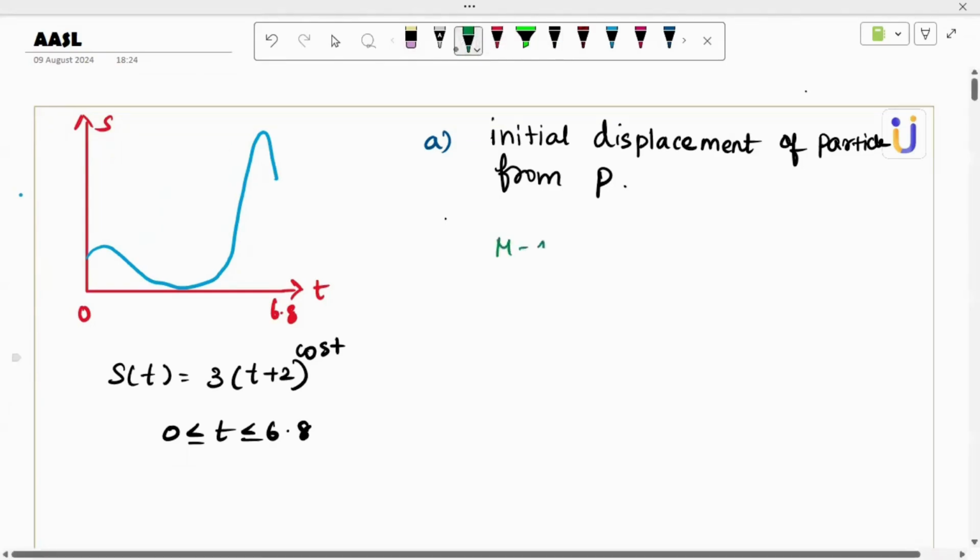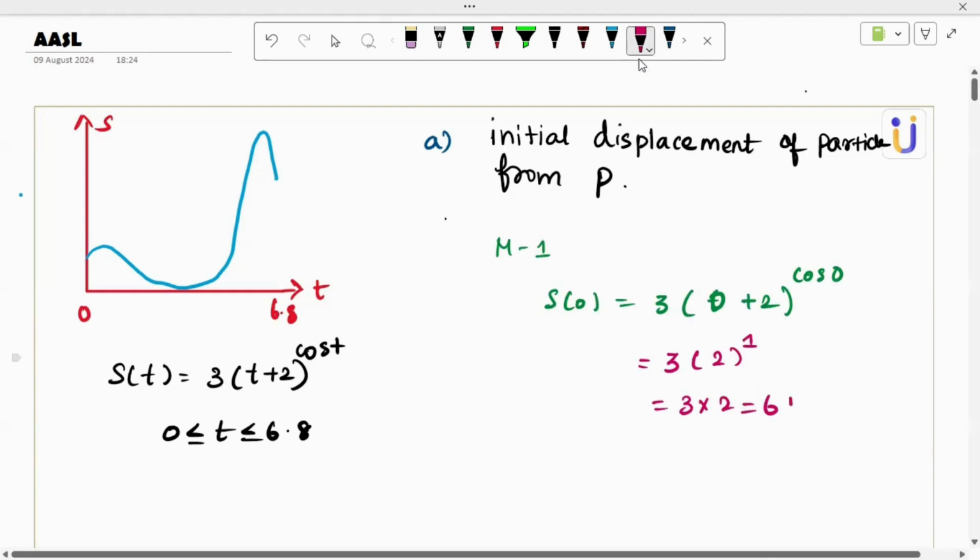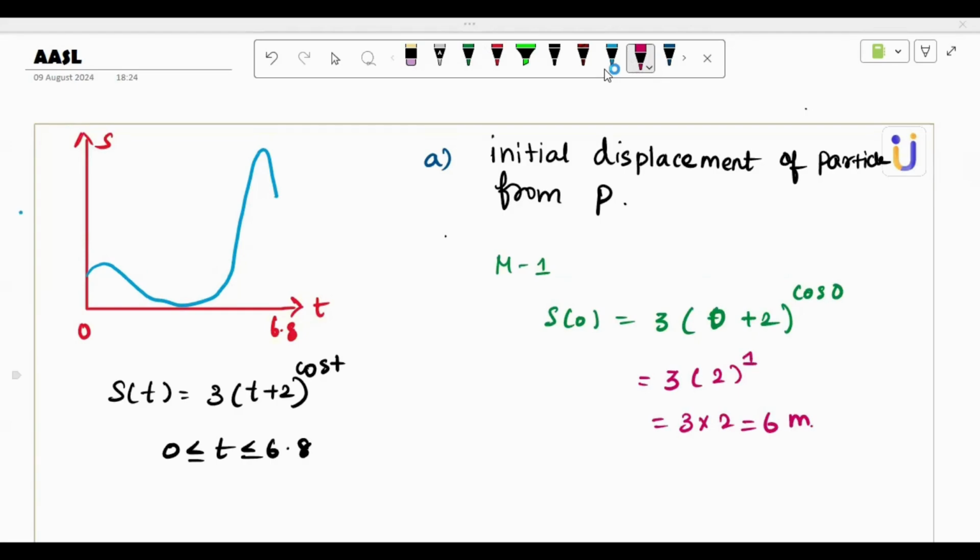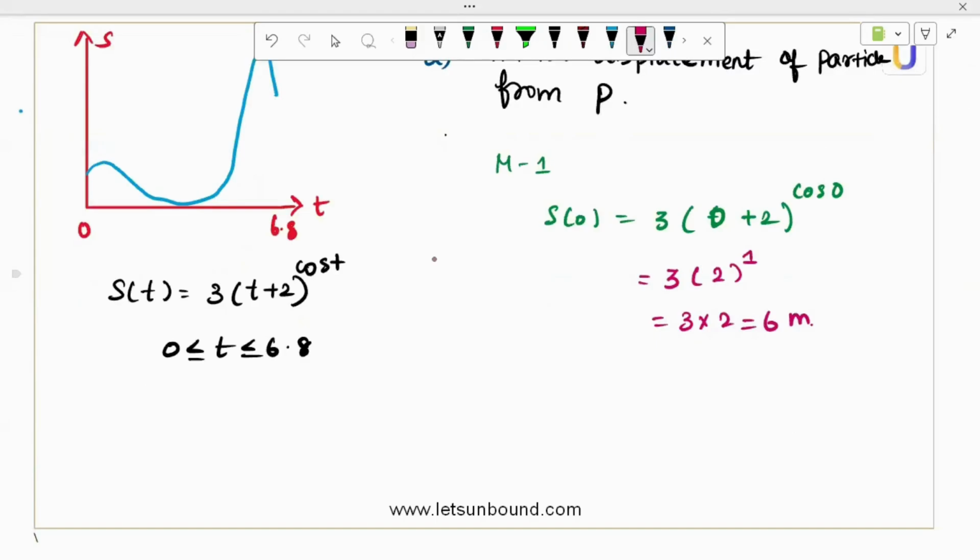Method 1, substitution. s of 0 is 3 times t, which is here 0, plus 2 to the power cos 0. Some of you might forget cos 0 is 1, but you should memorize it. So 2 power cos 0 is 2 to the power 1, and 3 times 0 is 0, so the answer is 6 meters. The displacement function is given in meters and time is in seconds.